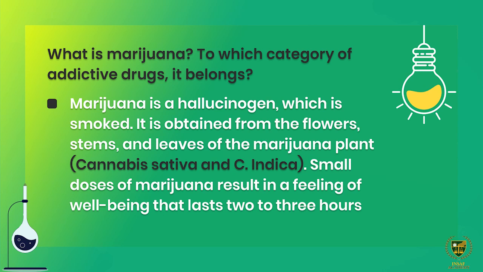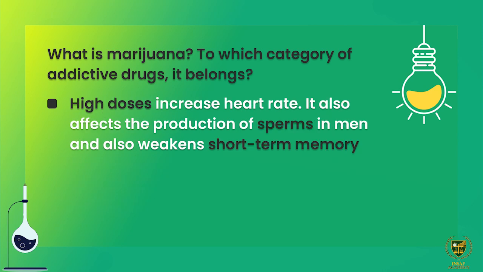It is obtained from the flowers, stems, and leaves of the marijuana plant. Its scientific name is Cannabis sativa and Cannabis indica. Small doses of marijuana result in a feeling of well-being that lasts for 2 to 3 hours. High doses increase the heart rate. It also affects the production of sperms or spermatogenesis in men and also weakens the short-term memory.